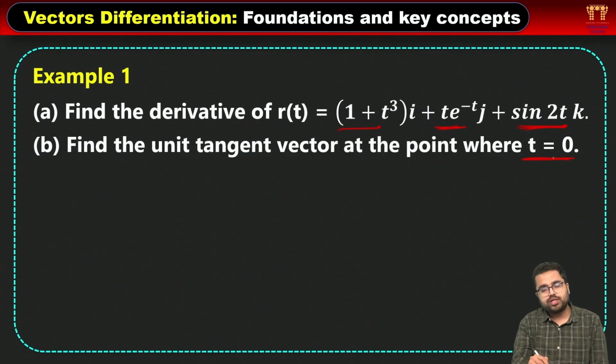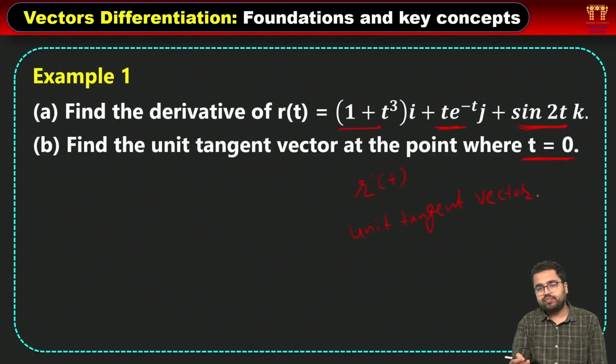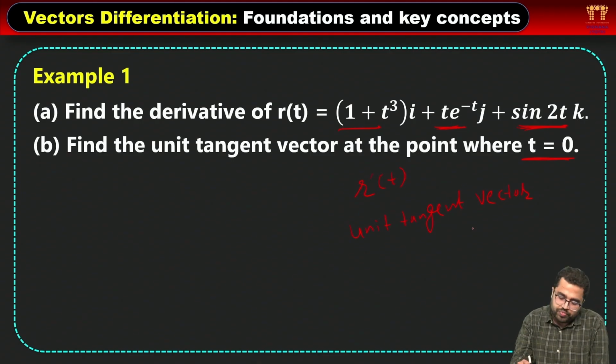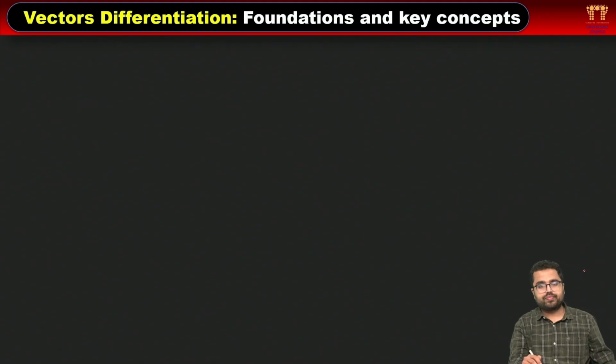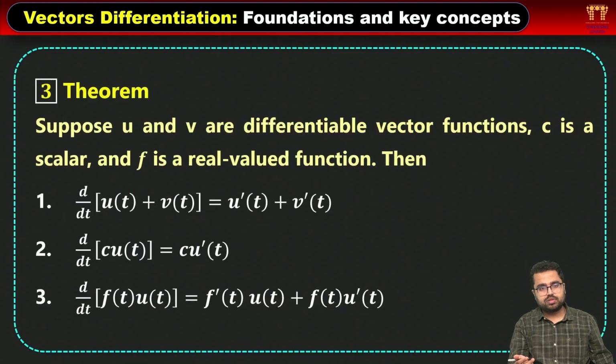Again you have to find the unit tangent vector at the point where t equal to 0. So how to find the unit tangent vector? Suppose that you have r dash t. The tangent vector is itself r dash t, so at 0 it will be r dash of 0, and to get the unit tangent vector you have to divide it by its length, that is, divide by modulus of r dash 0. So it will be your unit tangent vector. You can verify this.